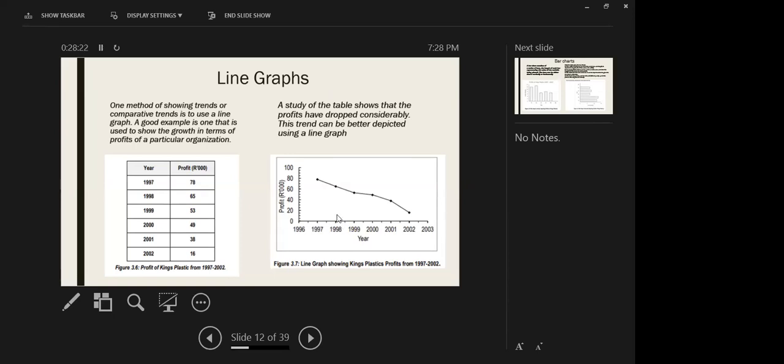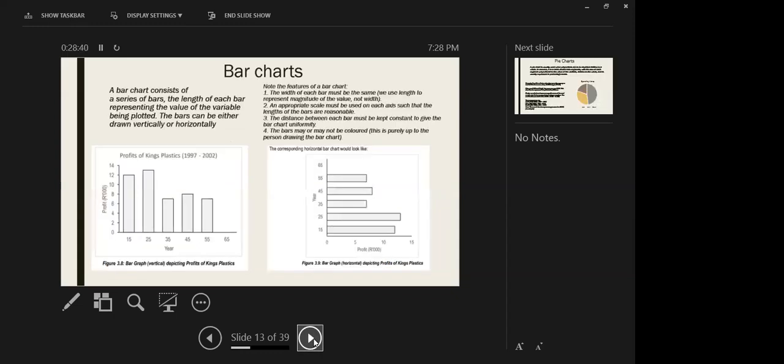Like on the right side there, you can see that the same data is being displayed in the form of a graph. We can clearly see that there's been a loss for the past few years from the company, right? But you can't tell it from the information on the left side. So each and every method of presenting data has its own pros and cons, depending on what you want to convey to your audience.